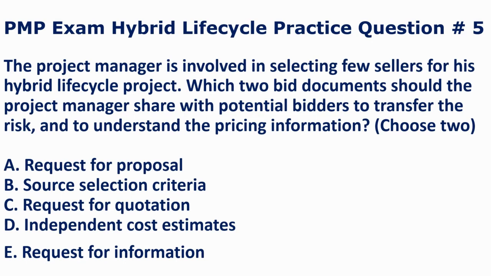The question's first line states that for the hybrid project, the project manager is involved in selecting a few sellers, which means that the project is in the conduct procurements process. The second line states that the project manager should select and share two bid documents to transfer the project's risk, and he should understand the pricing information from the potential bidders. Let's review all the options one by one.